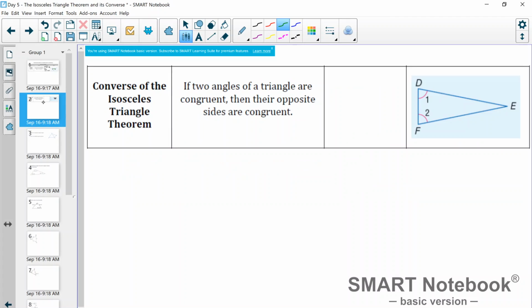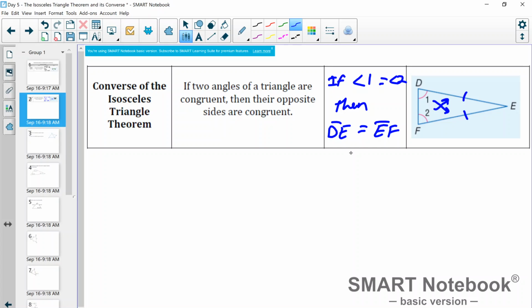The converse of the Isosceles Triangle Theorem is the opposite. If I have two congruent angles, then the sides opposite the angle are going to be congruent. So the sides that are going to be across from 1 and 2 are going to be the same. So if angle 1 is equal to angle 2, then in our case, DE is going to be equal to EF.